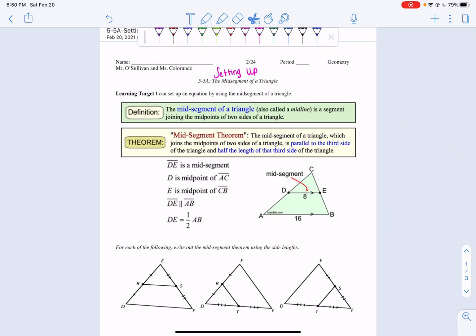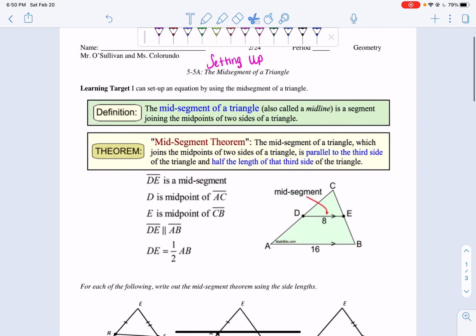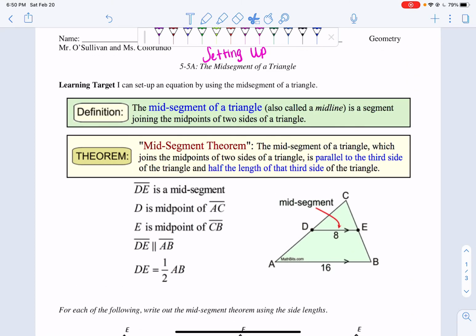Today we're going to be looking at how to set up the mid-segment of a triangle. So today's learning target is I can set up the equation by using the mid-segment of a triangle. So before we even begin, here's a few definitions.